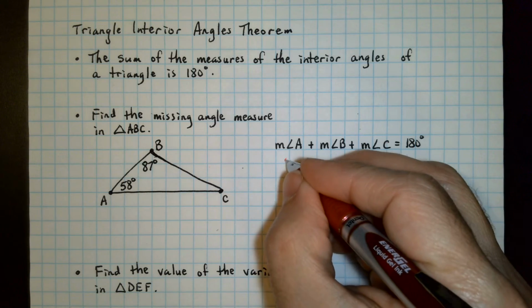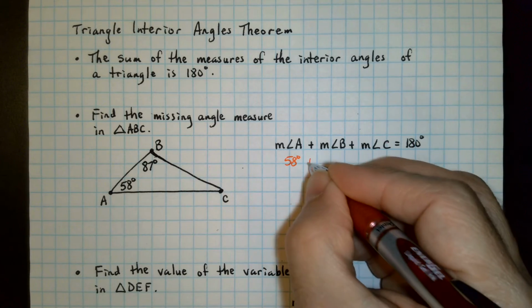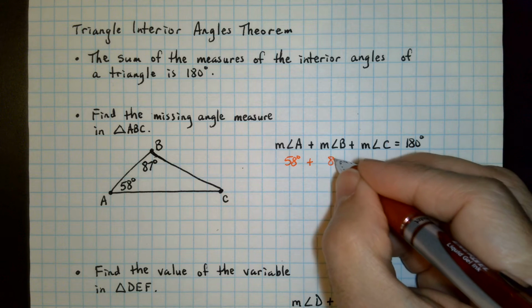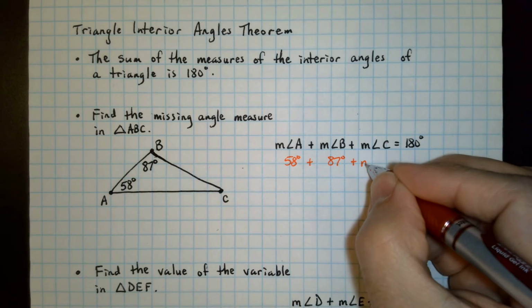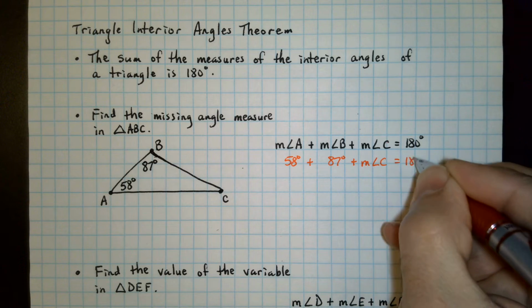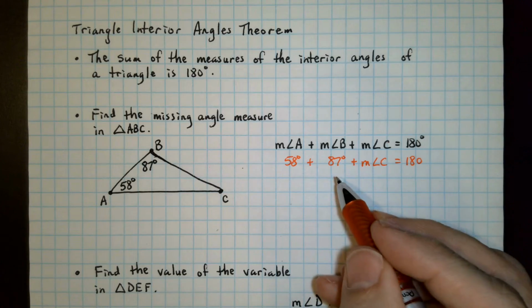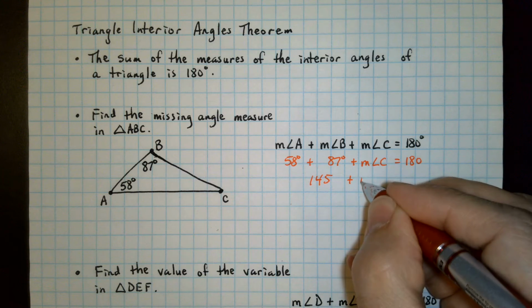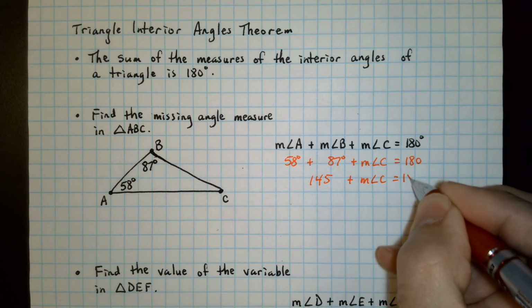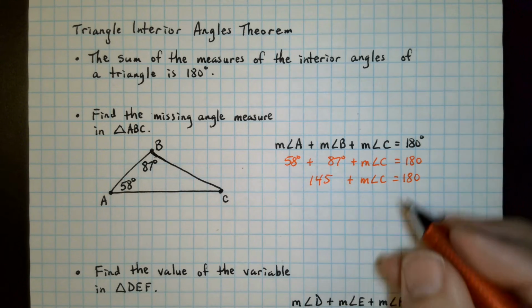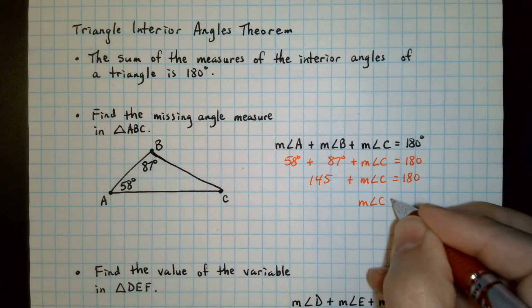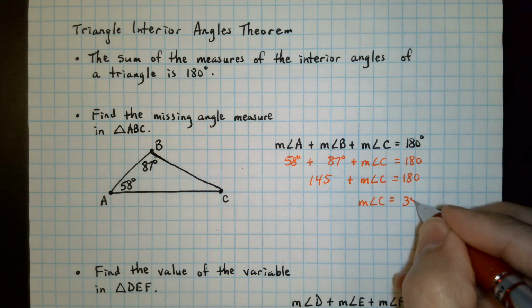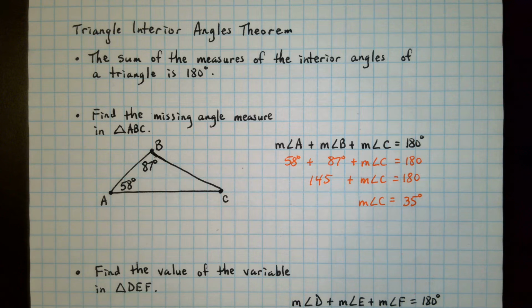So if we substitute our values here, we know that 58 and 87 are going to add up to 145 degrees. And we can subtract 145 from both sides, and we'll get that angle C is 35 degrees.